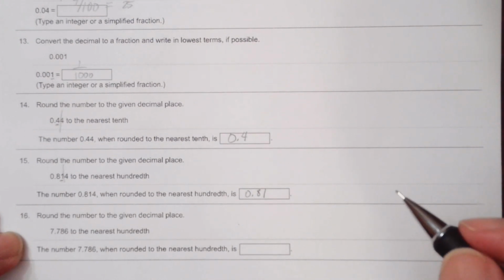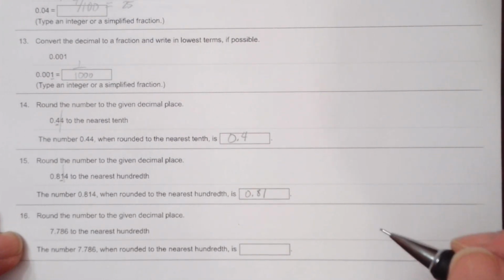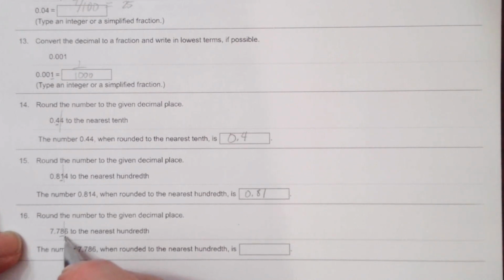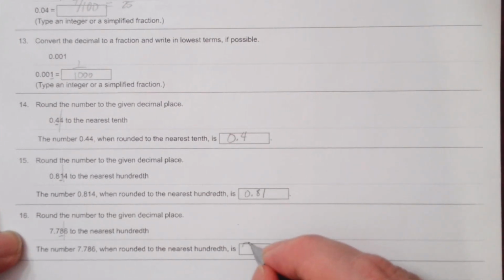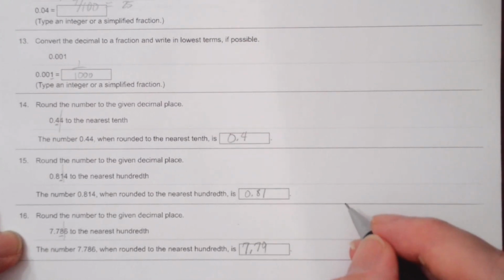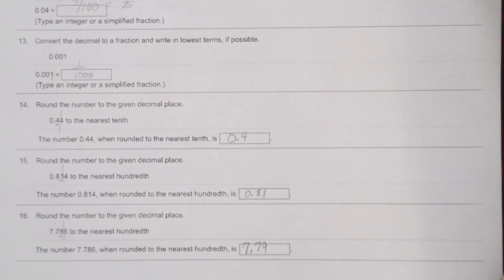It says round the number to the given decimal place, here to the nearest hundredth. So that would be the hundredths place. We're going to cut things off right there. So since the 6 is 5 or bigger, we're going to round up. It'll be 7.79 or 7 and 79 hundredths.